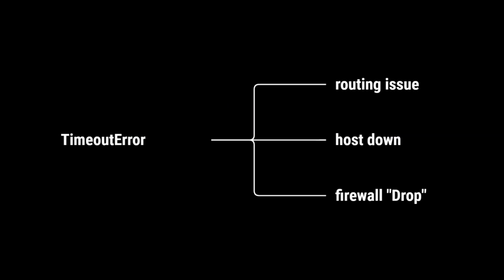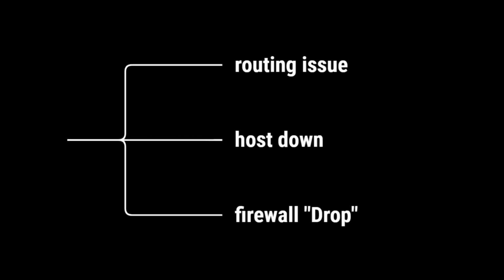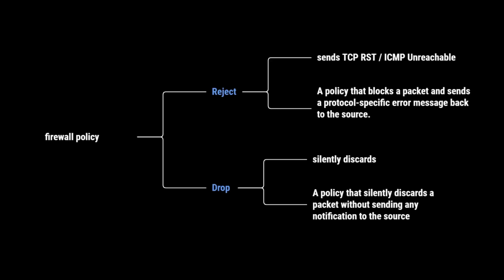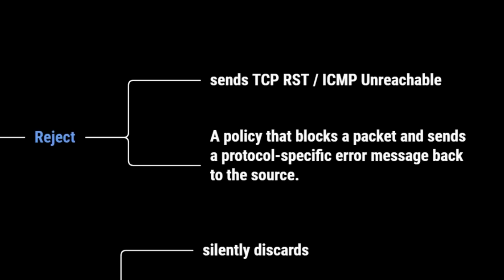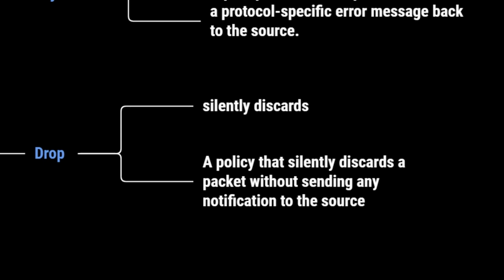This silent failure is a key piece of evidence. It strongly suggests a routing issue, the host being completely down, or, very importantly, a firewall configured with a drop or deny rule, which silently discards our packets instead of actively rejecting them. Knowing the difference between a reject and a drop can tell you a lot about the firewall's policy.